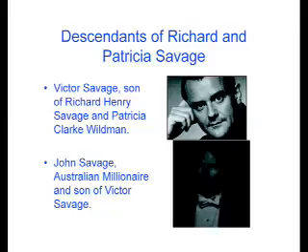Now, when Patricia Wildman actually married Richard Henry Savage, he legally adopted James Clark Wildman, who then took the name James Clark Savage. And the couple also had another baby together, Victor Savage, which is actually the top photo. Now, there was no source actually given for that photo, and all my researchers have been unable to locate where this photo had come from.